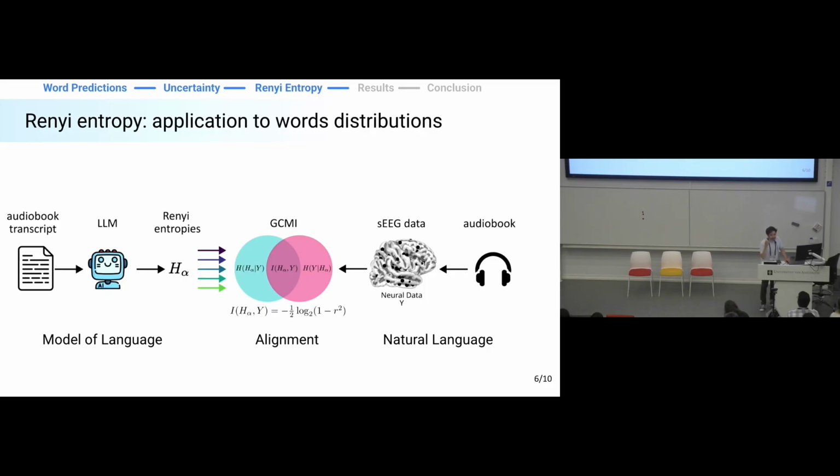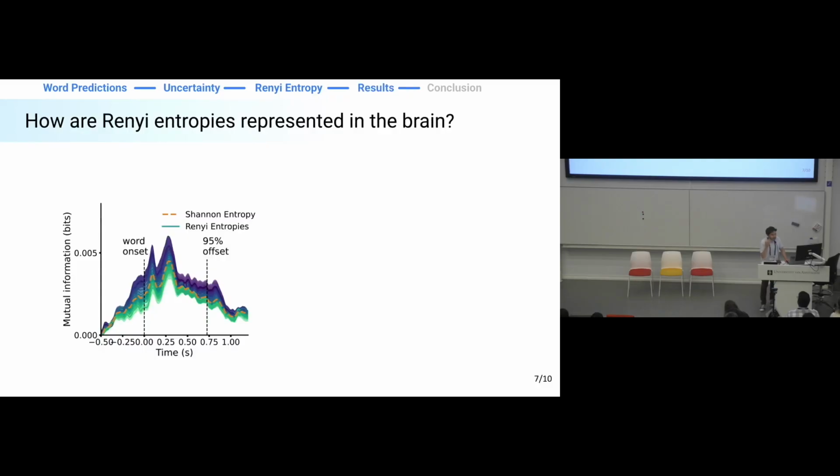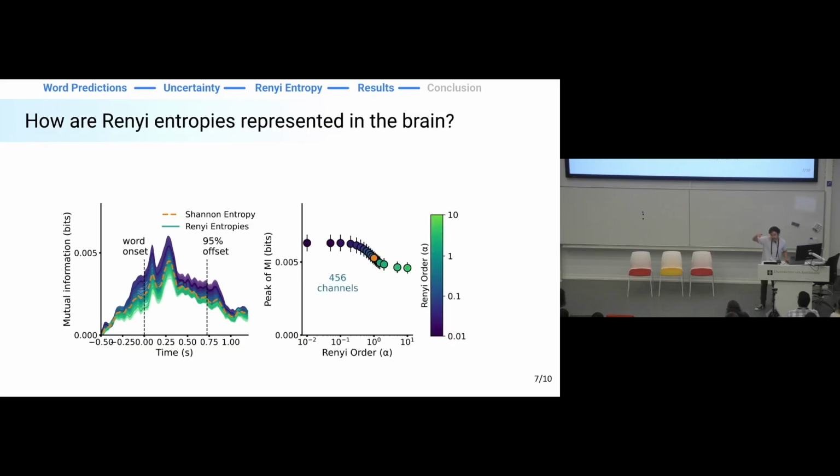Okay, cool. So what does it look like? Well, it would look like this. So this is the uncertainty as a function of the time course of the Gaussian mutual information, averaged across all channels. And looking at this, all the different plots are actually the different alphas. And here it seems that the best alpha is the small one. So the only thing that matters is how broad, how many words are possible.